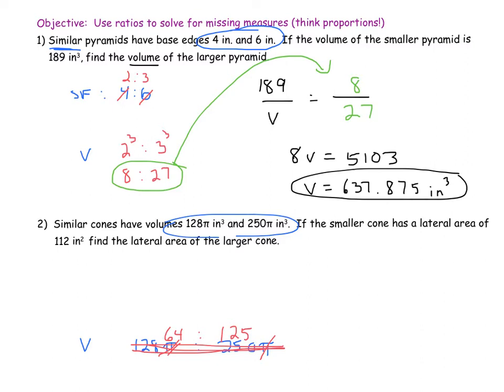And maybe this time we want to set up our proportions and see what information we have. We've got the smaller cone has a lateral area of 112 inches squared. So I'm going to put 112 in one of my ratios. Again, that's an area measurement. You might want to make a little note to yourself if you like to jot down words next to this.